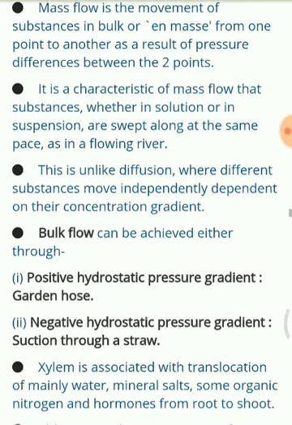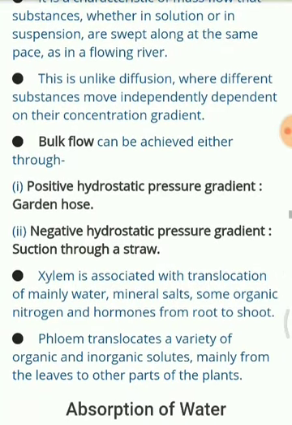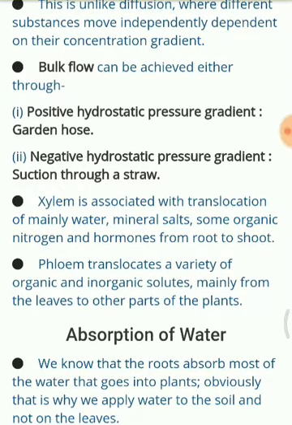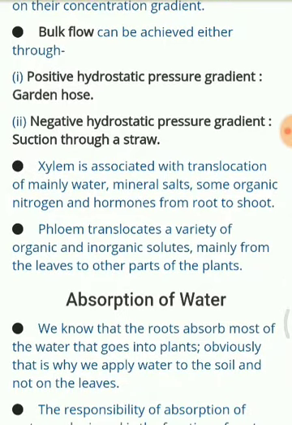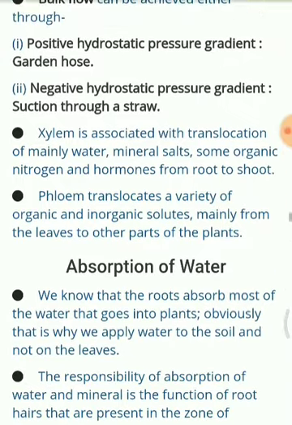Bulk flow can be achieved either through a positive hydrostatic pressure gradient, as in a garden hose, or a negative hydrostatic pressure gradient, as in suction through a straw. Xylem is associated with translocation of mainly water, mineral salts, some organic nitrogen, and hormones from root to shoot. Phloem translocates a variety of organic and inorganic solutes from the leaves to the other parts of the plant.